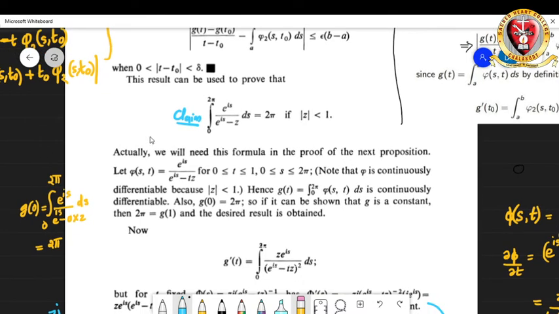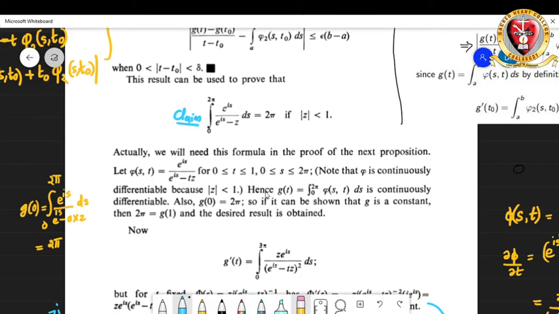So we are taking a modified function, e^(is) divided by (e^(is) − tz). There is no t in the question; we are putting a t here, making it φ(s,t), where t varies from 0 to 1 and s varies from 0 to 2π. Here this φ is continuously differentiable because the modulus of z is strictly less than 1. That means it is differentiable everywhere because of the domain we have chosen. Nowhere is the denominator becoming 0, and so on.